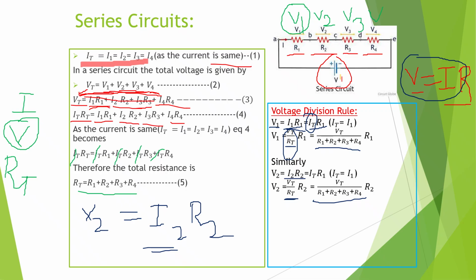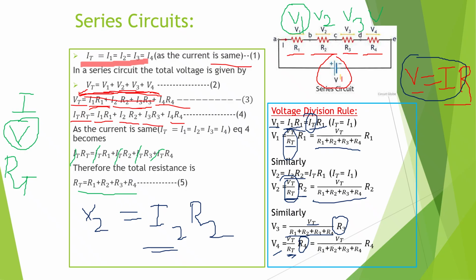So what is V2? It is the total voltage by the total resistor into the corresponding resistor. Okay. Similarly for V3 we can write it as total voltage by total resistor into the corresponding resistor. Similarly for V4 we can write it as total voltage by total resistor into the corresponding resistor. Okay. So this is about series circuit.